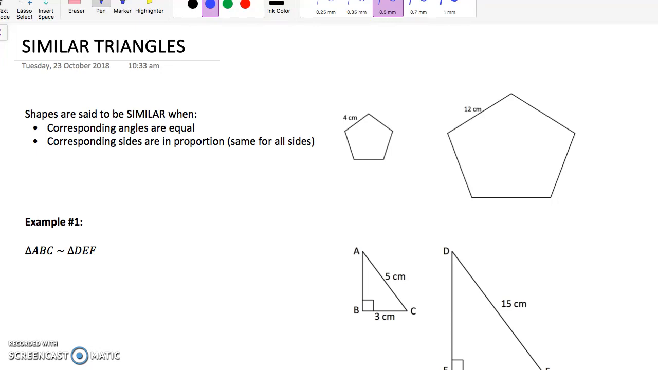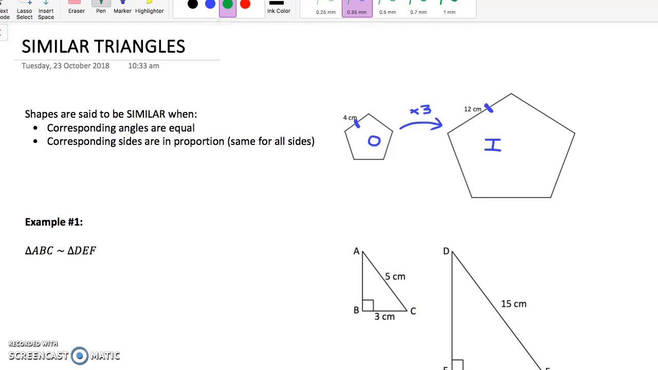So here we have a lovely regular pentagon. We have a side of 4 centimetres. This corresponds to a side of 12 centimetres, so we can clearly see that this new regular pentagon is enlarging the original one, O, by a scale factor of 3. So we've made it 3 times as big.